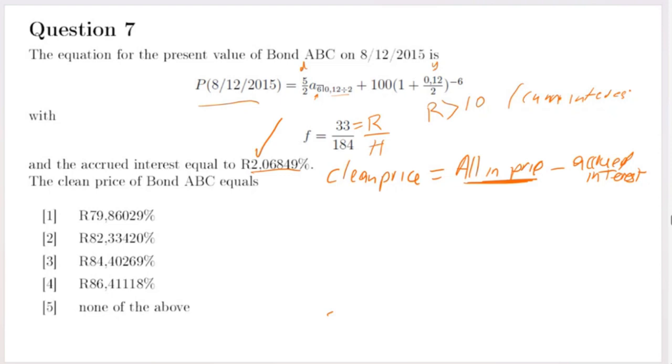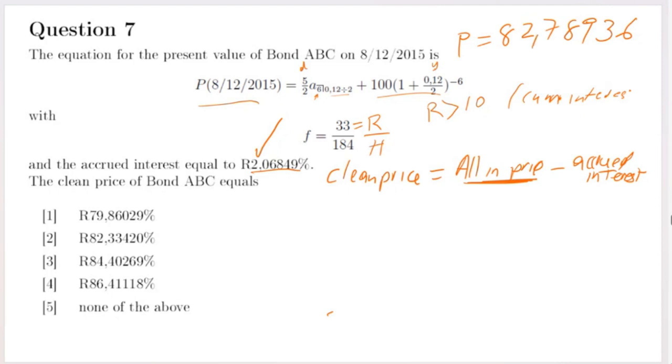Now for you to calculate your all-in price, what you need to do is just plug this into your calculator, because everything is given to you. So then you can get your present value. If you plug this whole thing into your calculator, you find that your present value is equal to 827,893.6. That is the present value.